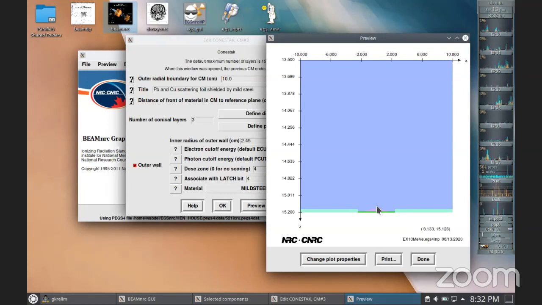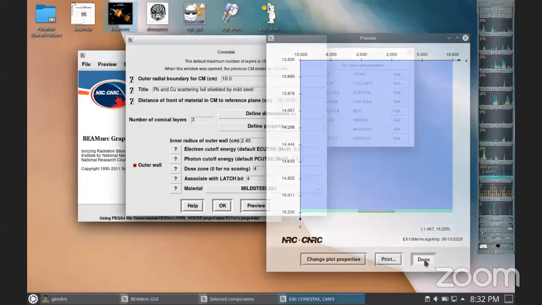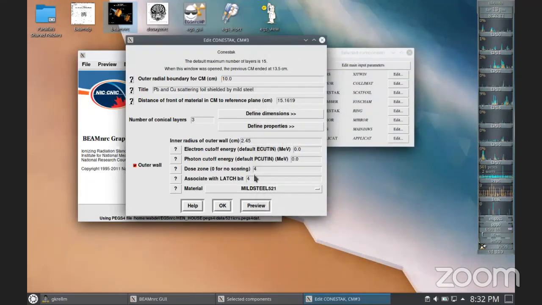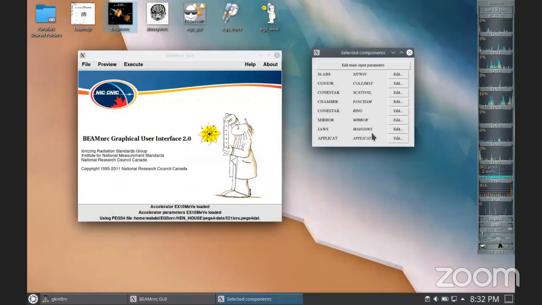Slabs, all the three regions have the same radius. But with cone stack, you can have these three disks with different radius. And that's how it looks like. Now here they put a dose zone 4, latch 4, okay? So they have done a lot; you can look at all of the rest if you want. Let's run it.